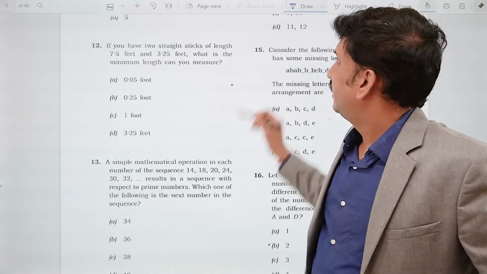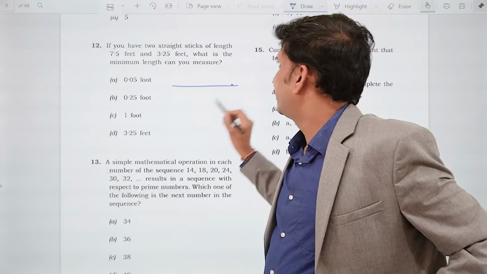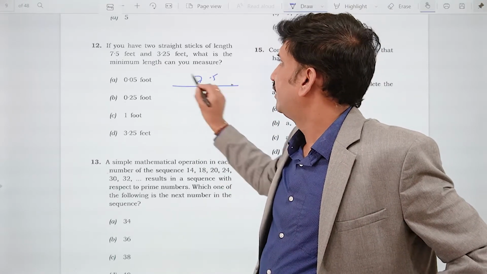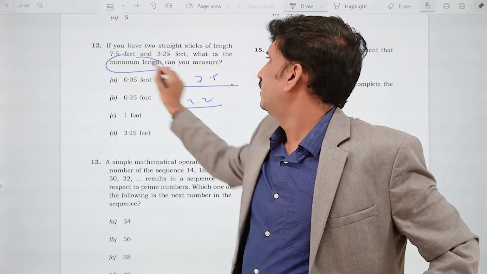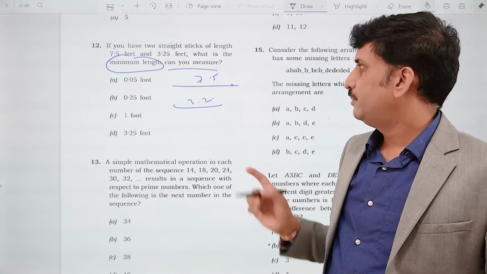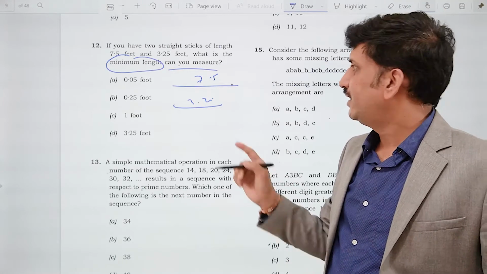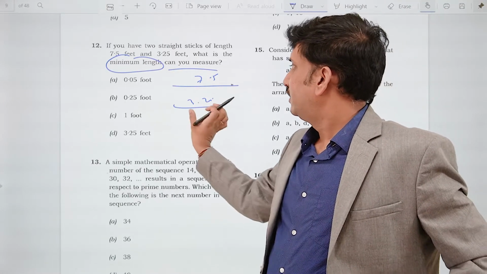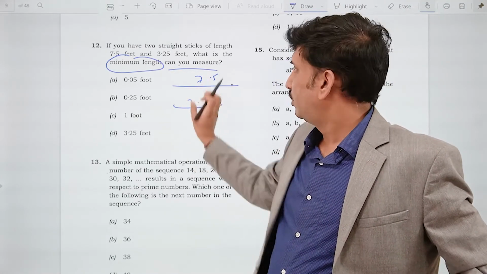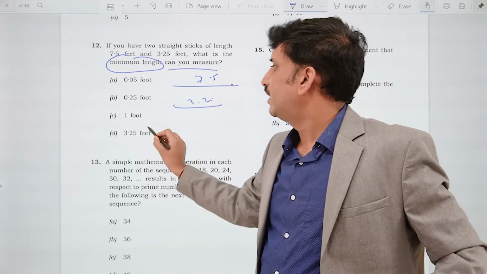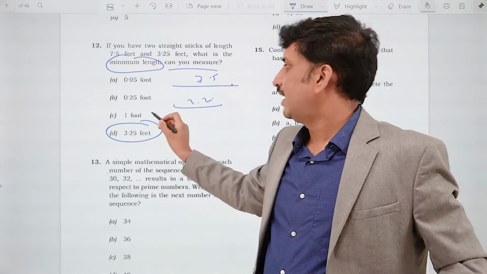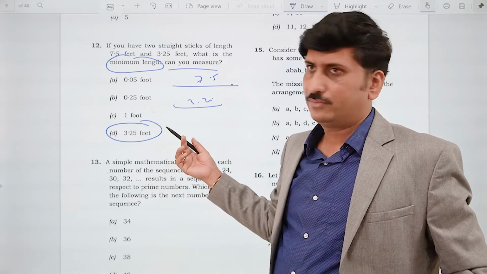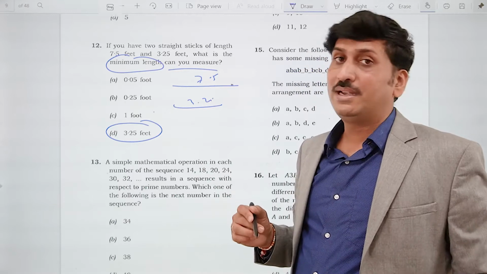So here you can see you have two straight sticks. One is 7.5 feet, another is 3.25 feet. What is the minimum length you can measure? When they are giving this, 3.25 is the minimum of these two, right? So what else can we measure other than 3.25 feet? Just think about it. Can we measure 1 foot? How? Is there any possibility?